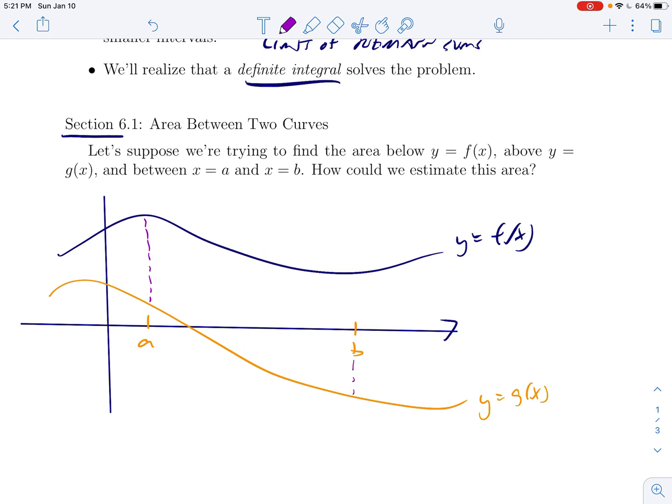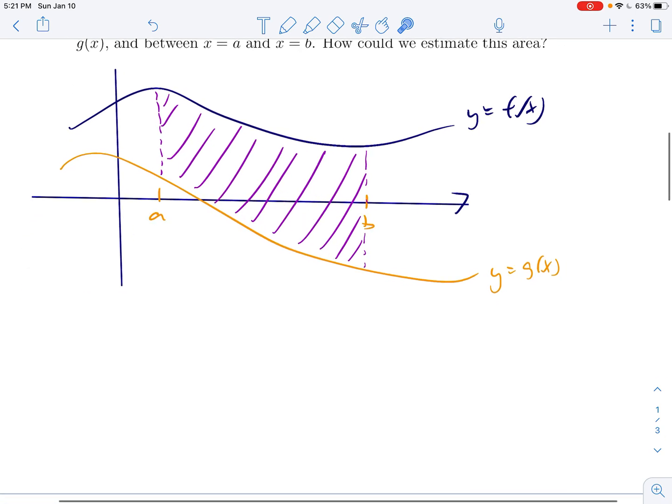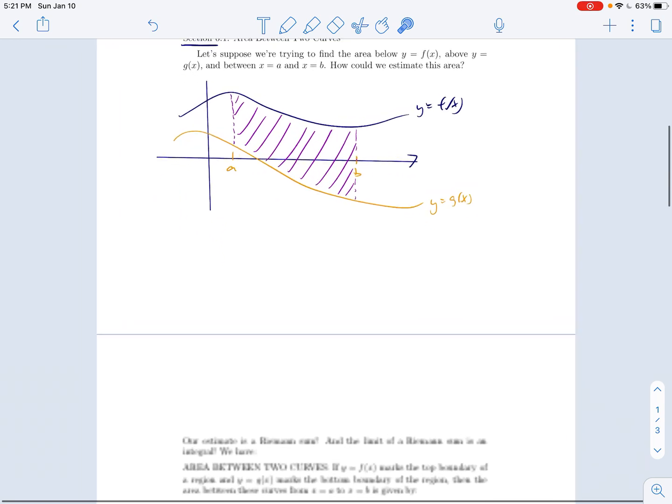So this area that I'm shading in purple, you'll notice I set it up so that the values of g are sometimes positive and sometimes negative. That doesn't matter. This region has a function on the top, a function on the bottom, and then two vertical lines matching left and right. So we might think, how could we estimate the area?